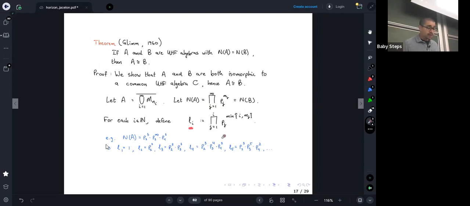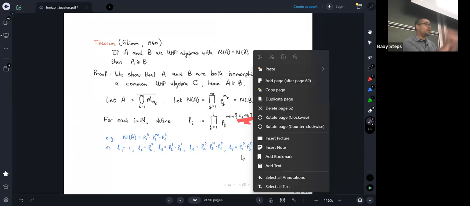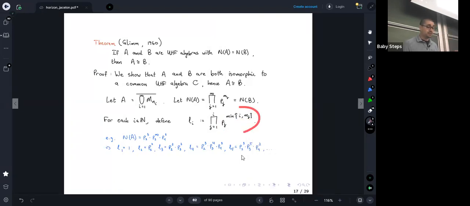So L1 is the product from 1 to 1, so it's just one thing. So it's P1 to the minimum of 1 and M1, and M1 is 0. P1 doesn't appear, it's P1 to the 0. So this minimum is just 0. So L1 is P1 to the 0, so it's just 1, right? By the way, whenever 1 turns up as an index, MJ will always be 0, so this minimum will always be 0. So as far as 1 is concerned, it'll never appear. It'll just give me a 0 term. Similarly for P5, P6, P7, et cetera, those MJs will always just be 0, so this minimum will always just be 0. So I only really need to look at what happens to P2, P3, and P4, right? All of the other powers will just be 1.